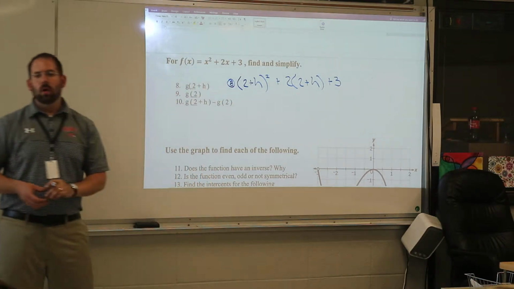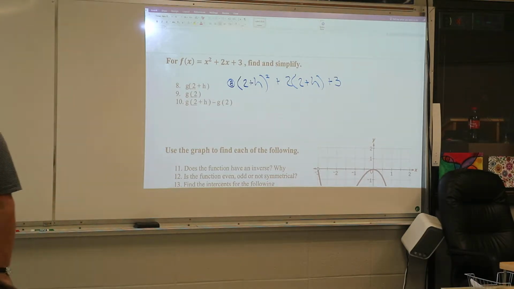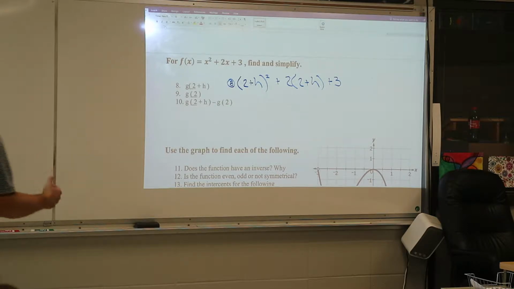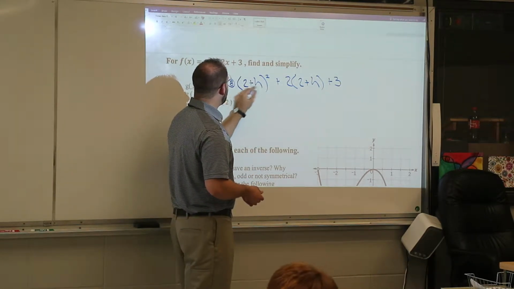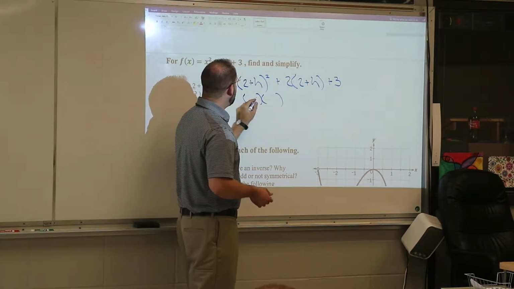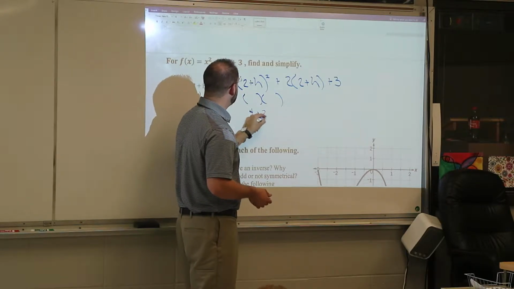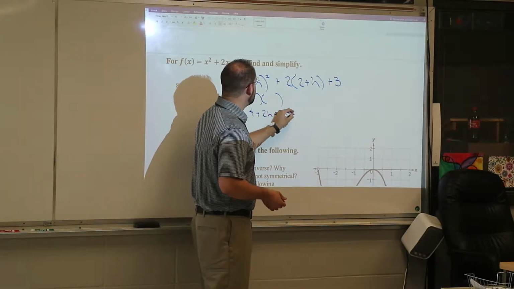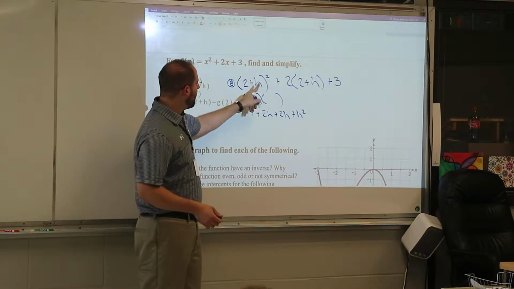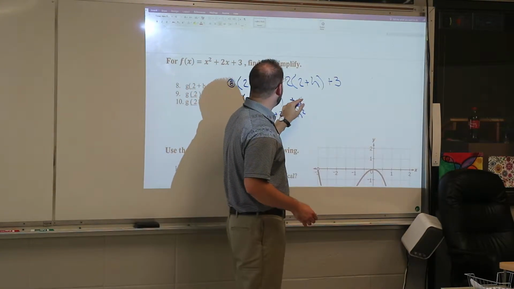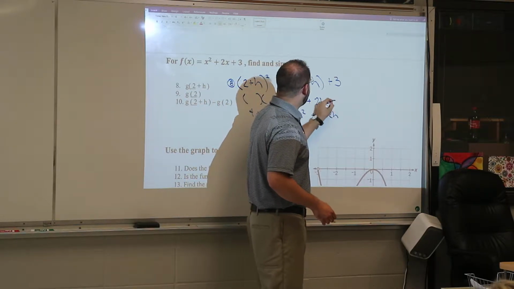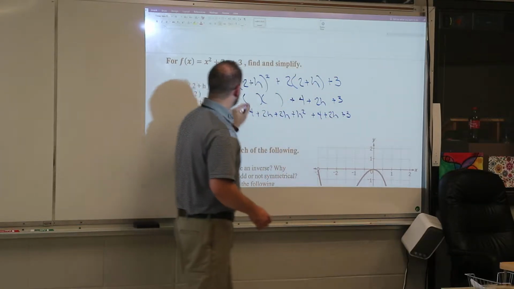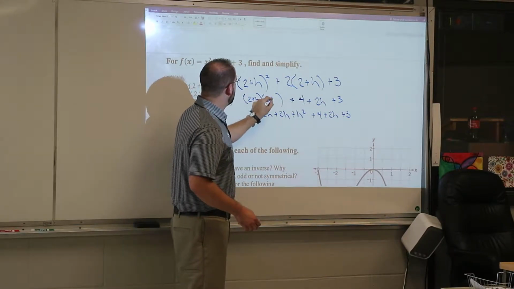Okay, so I'm plugging this in. What I'd like you to do is actually simplify this whole thing out. So you have to FOIL, distribute, add like terms. Don't just write that, actually go further. So if I wrote 2 plus h in parentheses twice and FOIL this together, I'm going to get 4 plus 2h plus 2h plus h squared. That's FOILing that first part out, first, outer, inner, last. The second part I'm going to have is 4 plus 2h. And then I have that plus 3.